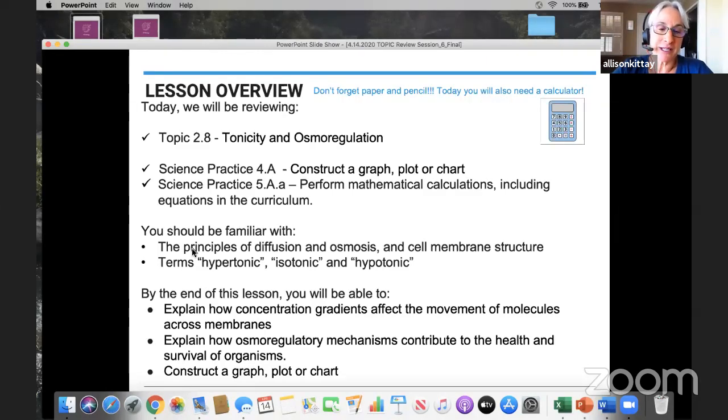Before we embark on today's lesson, you should be familiar with the principles of diffusion and osmosis and cell membrane structure. And you should also be familiar with the terms hypertonic, isotonic, and hypotonic. And I'm going to give you lots of practice with those today as well. By the end of this lesson, you will be able to explain how concentration gradients affect the movement of molecules across membranes, explain how osmoregulatory mechanisms contribute to the health and survival of organisms, and construct a graph.